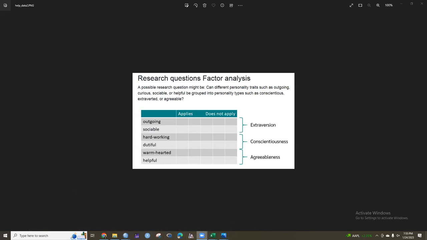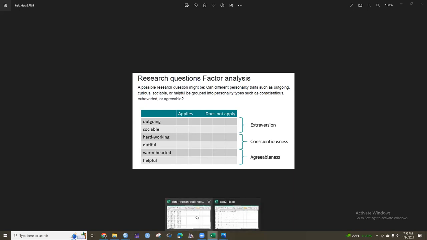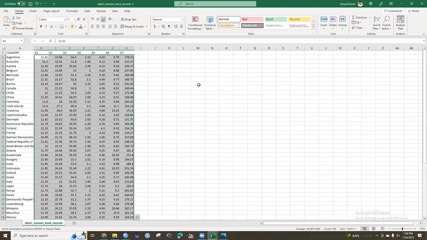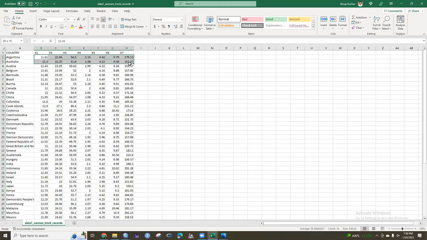Sir, for the first problem that you have shared, what would be the research question? Here we are grouping the things. What would be the research question for the first problem? The research question is this: you can see that this is the data set which I was dealing with, and you want to see whether the speed or these records have a hidden factor because of which such values are coming.